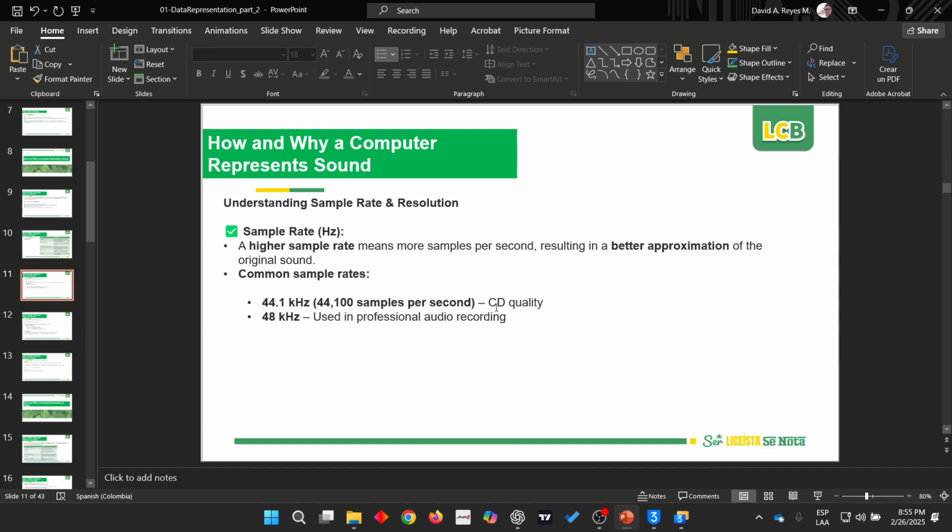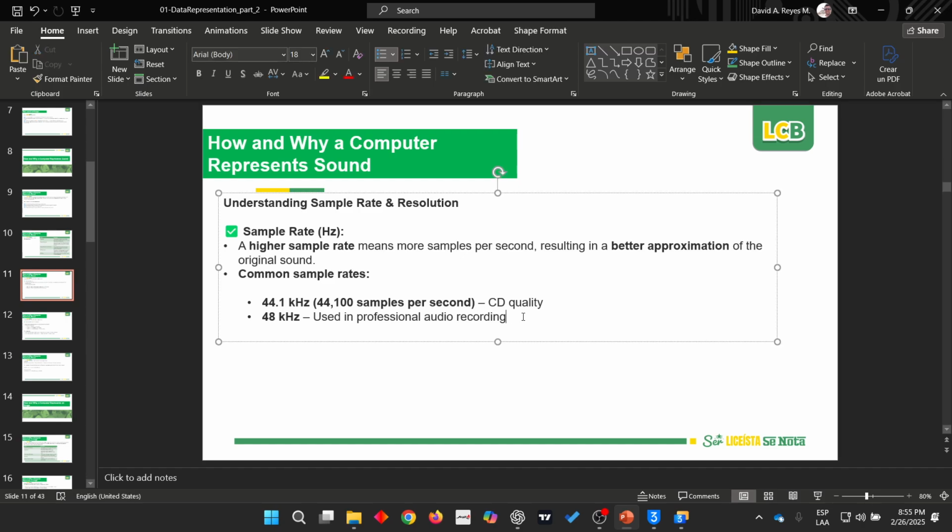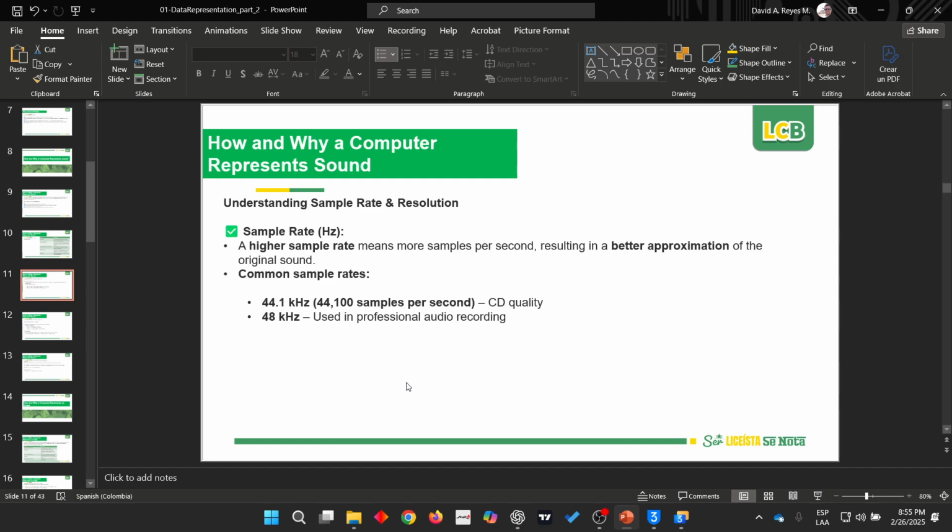Do you remember the CDs we used a long time ago for listening to music? That is the quality. Now, if we talk about 48 kilohertz, that is used in professional audio recording. And remember that 48 kilohertz means 48,000 hertz. Okay? So please remember that.